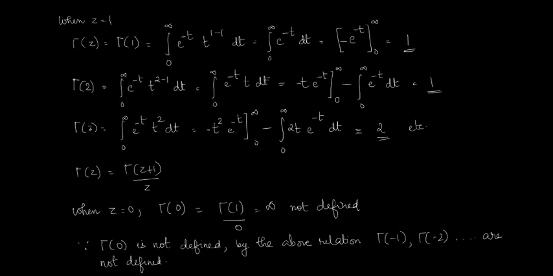So when z equal to 0, you have gamma of 0, and gamma of 0 is not defined. Gamma of 0 is gamma of 1 by 0, which is not defined. So since gamma of 0 is not defined, by this relation, gamma of z is gamma of z plus 1 by z, or the other way around, gamma of z plus 1 is z gamma z. Since gamma of 0 is not defined, gamma of minus 1 is not defined, gamma of minus 2 is not defined, all these are not defined. All these are infinity.